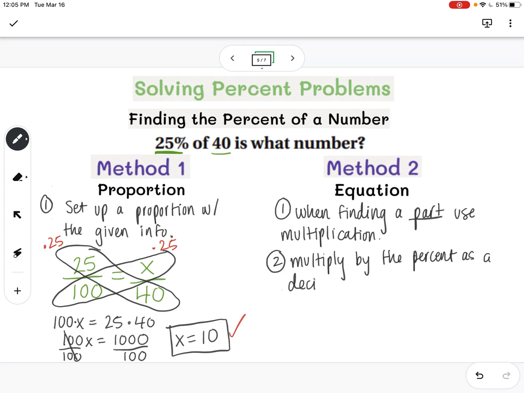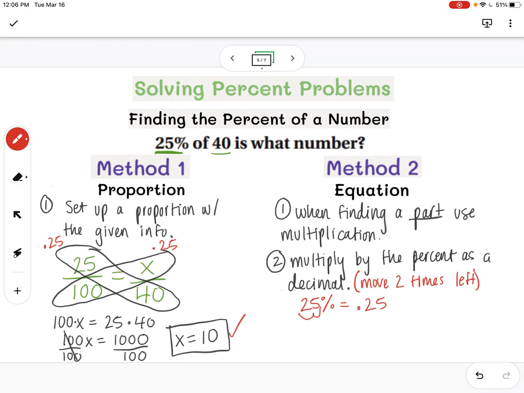And we know in order to convert it to a decimal, what do we have to do? We have to move the decimal place 2 times to the left. And I'm just going to write that, move 2 times left. So for example, 25% would turn into 0.25. So this way is really easy.